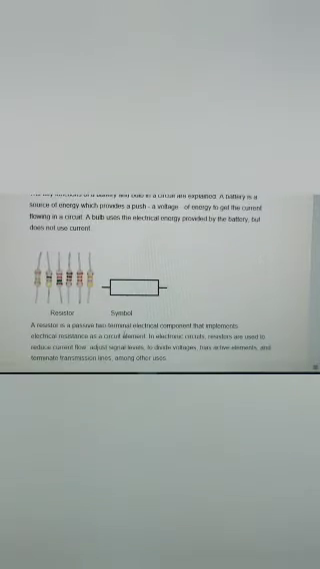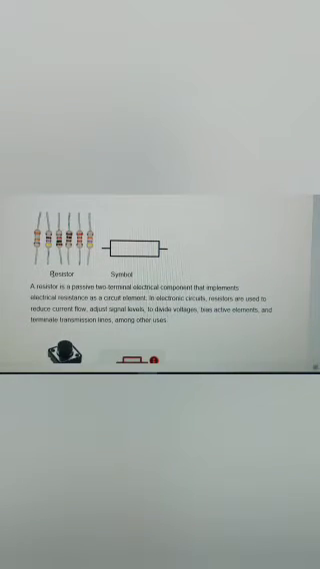Next is resistor and its symbol. A resistor is a passive two-terminal electrical component that implements electrical resistance as a circuit element in an electronic circuit. Resistors are used to reduce current flow, adjust signal levels, divide voltage, bias active elements, and terminate transmission lines, among other uses.